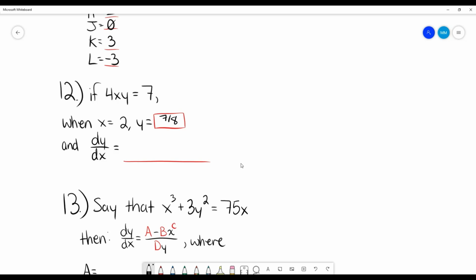Right. So we're going to take that derivative. Again, we need to use our product rule because that's an x times a y. That's a product of x and y. So it's going to be 4x times the derivative of y, which is dy/dx, plus 4y, because the derivative of x is 1, minus y, equals, well, the derivative of 7 is 0.